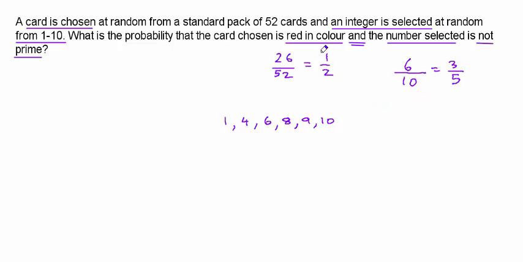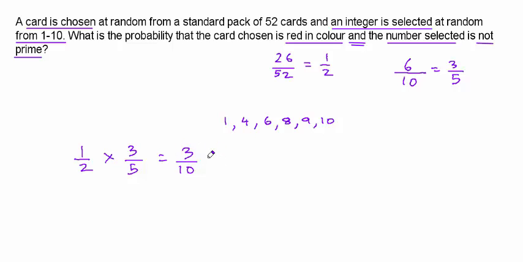And like I said, this one and this one are not related events. And therefore, to find the probability that both happen at the same time, we are going to multiply them. 1/2 times 3/5, which is 3/10. So the probability that you choose a card that is red in color and at the same time a number that's not prime is 3/10.